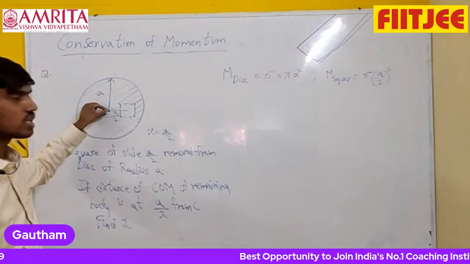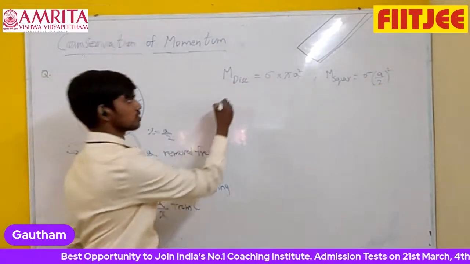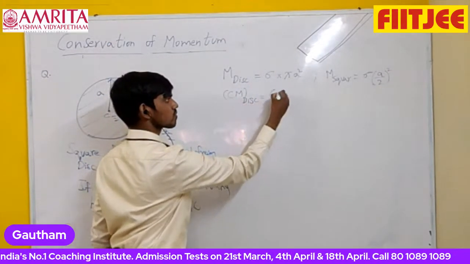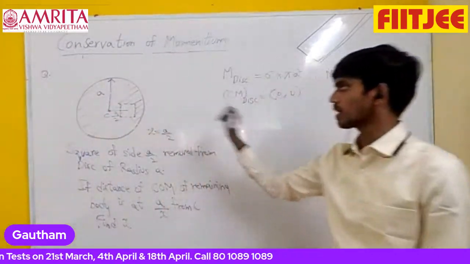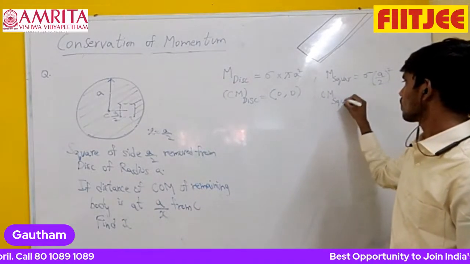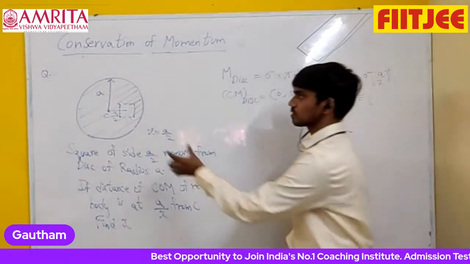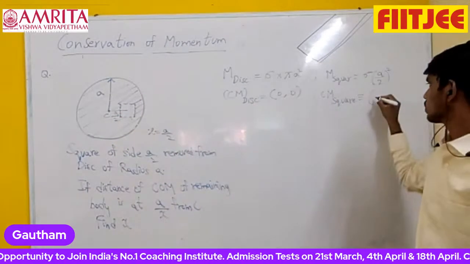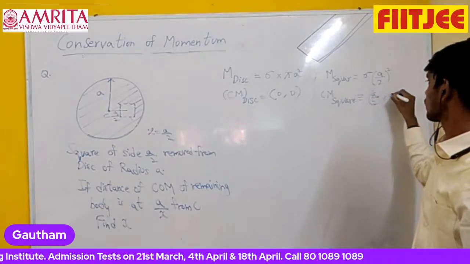Center of mass of the disk is at the center. So both the x coordinate and y coordinate will be 0. So center of mass of the disk is 0, 0. Center of mass of the square: the x coordinate is a by 2, the center of the square, and the y coordinate is 0. So a by 2 comma 0.